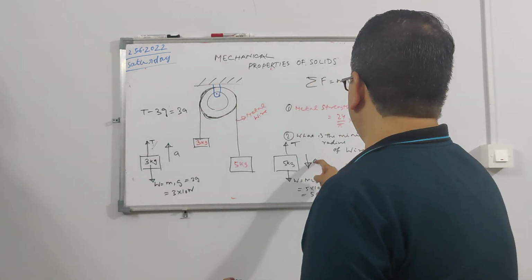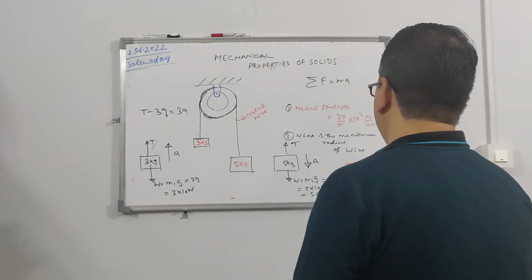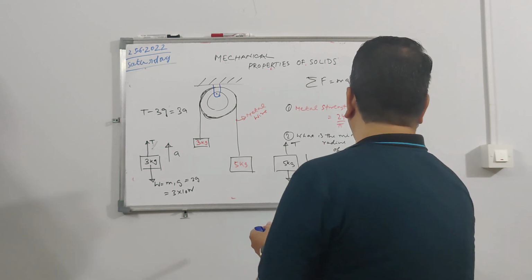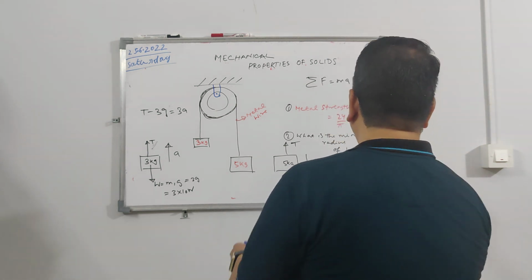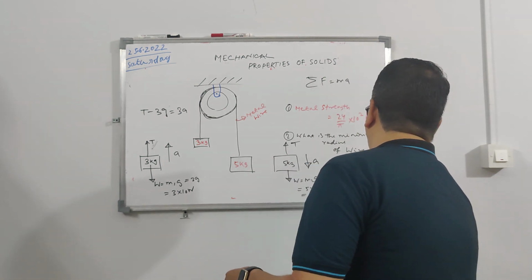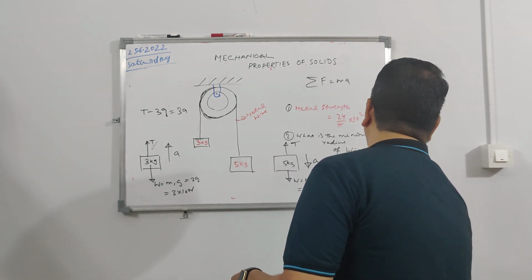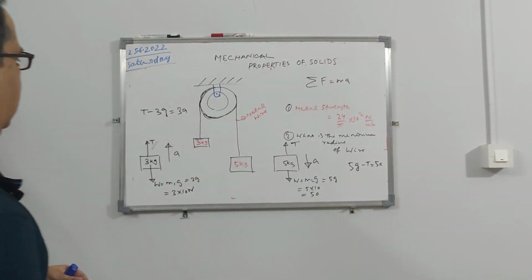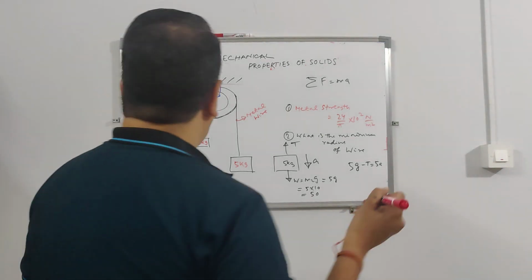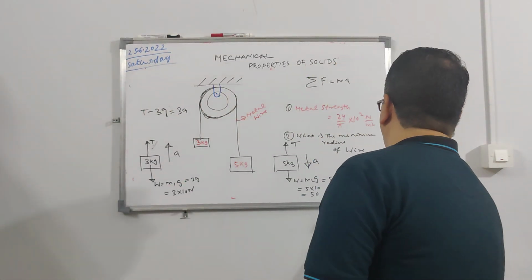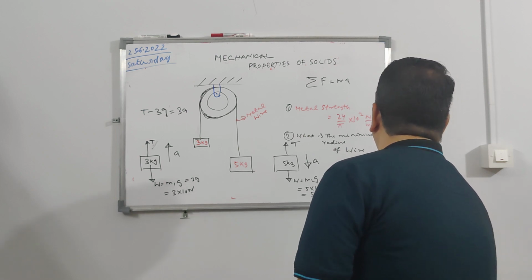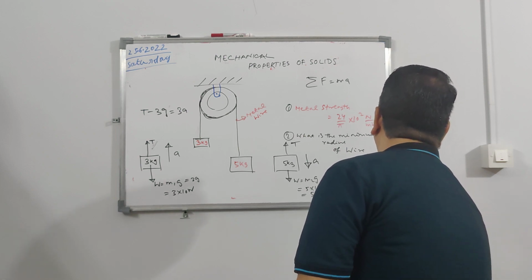Okay, so because it is downward, we can write it as 5G minus T, right? Because it is downward. So 5G minus T is equal to 5A. And this one is coming up, so that is T minus 3G is equal to 3A. Okay, 5G minus T is equal to 5A, and T minus 3G is equal to 3A. So this is equation 1, this is equation 2.